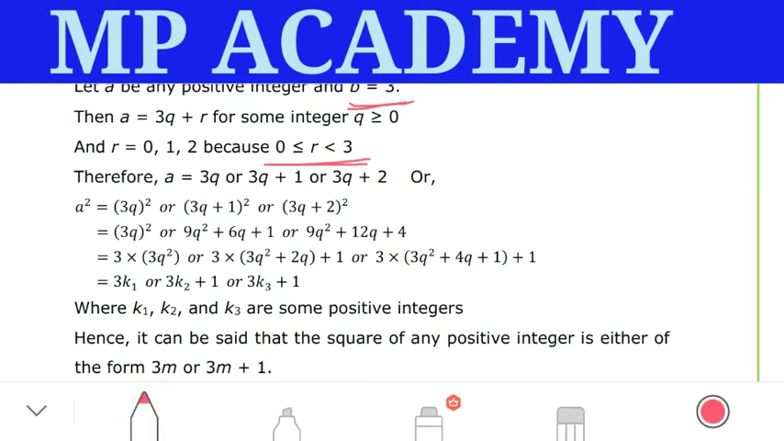Then ultimately the square is of the form 3k1. If we put 3q square equal to k1, 3q square plus 2q equal to k2, and 3q square plus 4q plus 1 equal to k3, then ultimately we get 3k2 plus 1, 3k3 plus 1, where k1, k2, k3 are positive integers. Hence it can be said that the square of any positive integer is either of the form 3m or 3m plus 1.